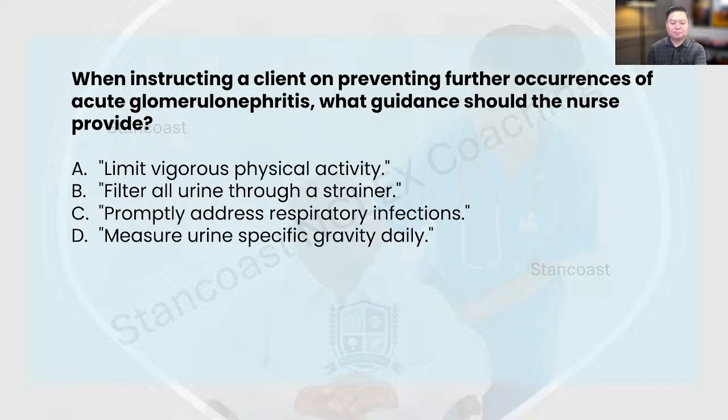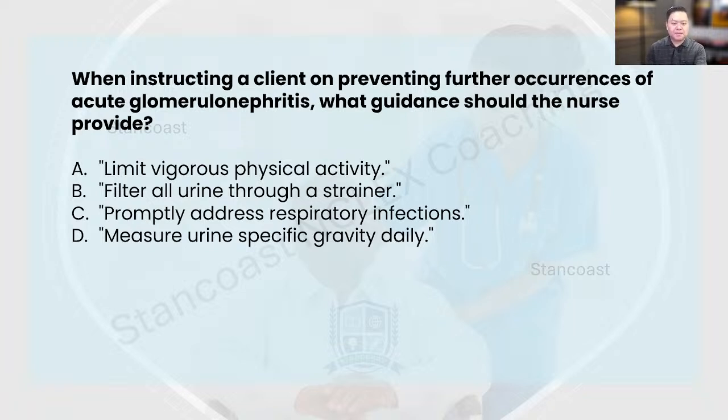All right, time's up. What you can do when you're reviewing this video later on is just stop, think about the possible answer, and then proceed. Now, what is the question here again? We are being asked what guidance the nurse should provide to the patient that has a possible recurrence of glomerulonephritis. So, instruction on preventing further occurrences of acute glomerulonephritis.